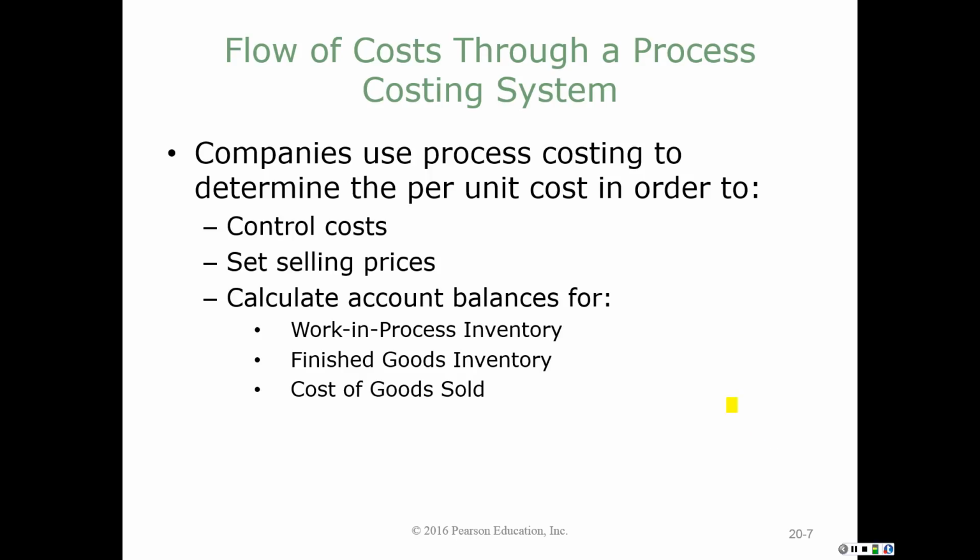It also helps us to be able to determine what our selling prices should be. Our selling prices need to cover our cost and the profit that we hope to recover or generate as a result of selling this product. And as I mentioned, we need to know at the end of every process how much is left in work in process, how much needs to be moved to finished goods and finished goods inventory, and how much has actually been sold. So this process costing system will help us to do that.